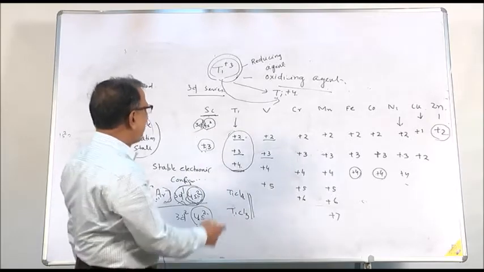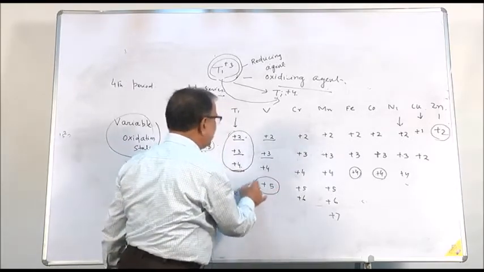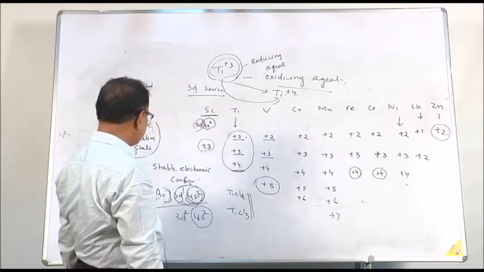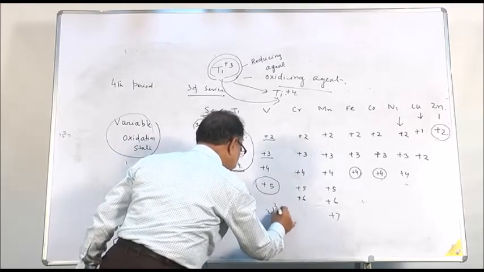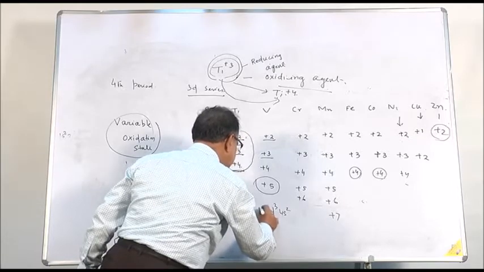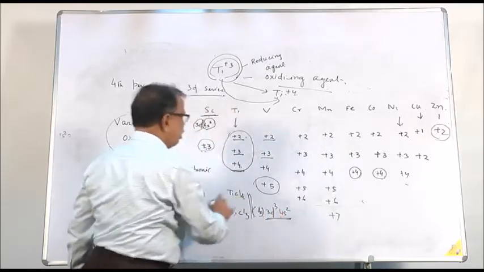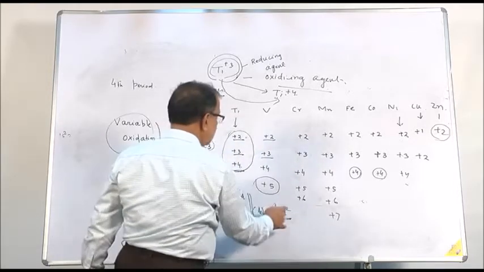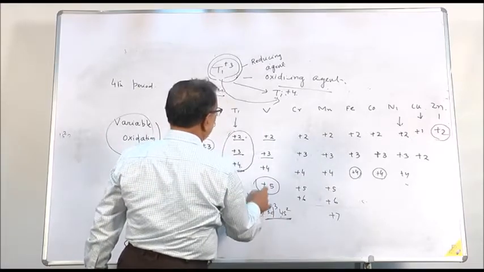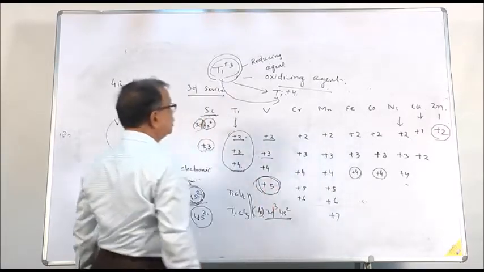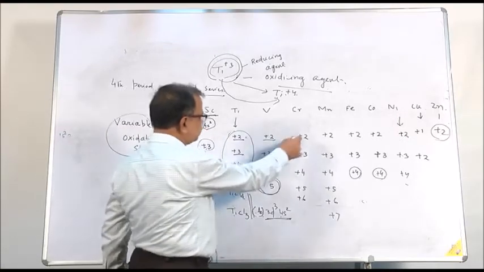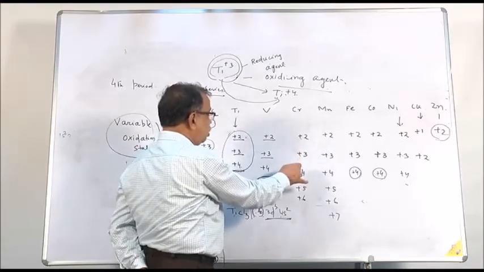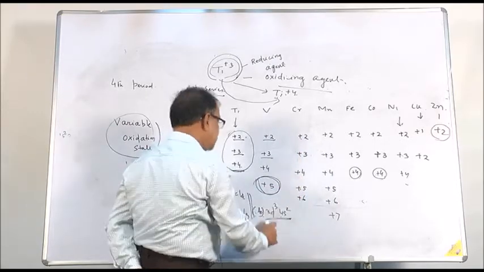Similarly, we can compare vanadium. The highest oxidation state of vanadium is +5, because after removal of 3d3 4s2 from argon, 5 electrons are removed and we get the argon configuration. So the maximum number of electrons that can be removed from vanadium is 5, giving +5. Chromium exhibits +2, +3, +4, +5, +6.